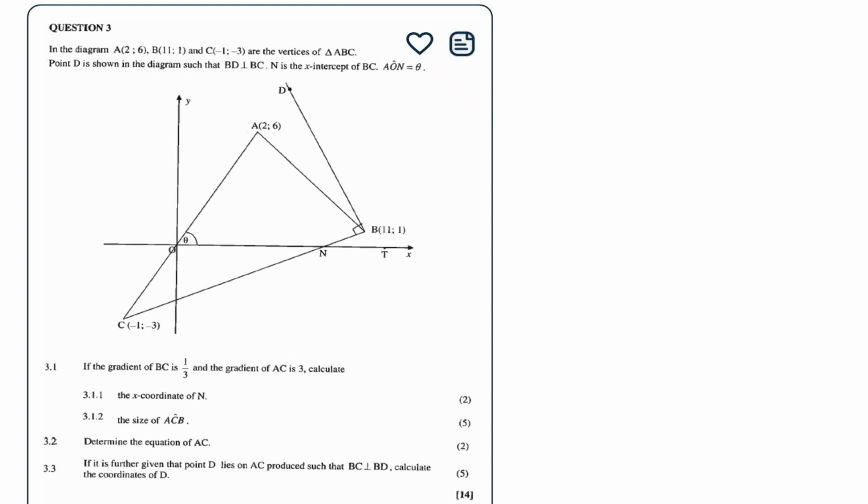Good day, everyone. This is Grade 12 Mathematics, Paper 2, analytical geometry. Question 3.